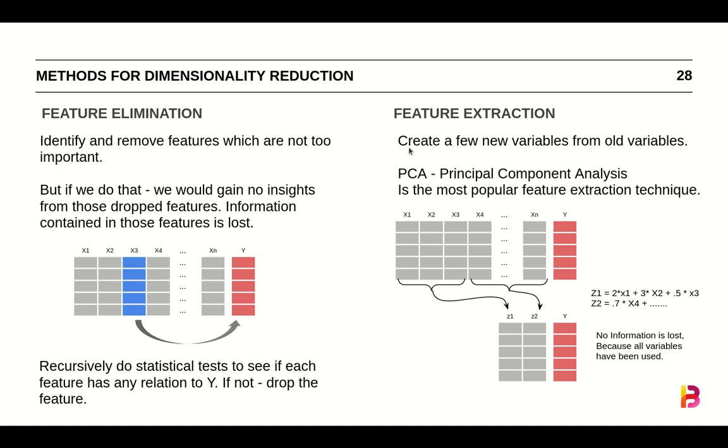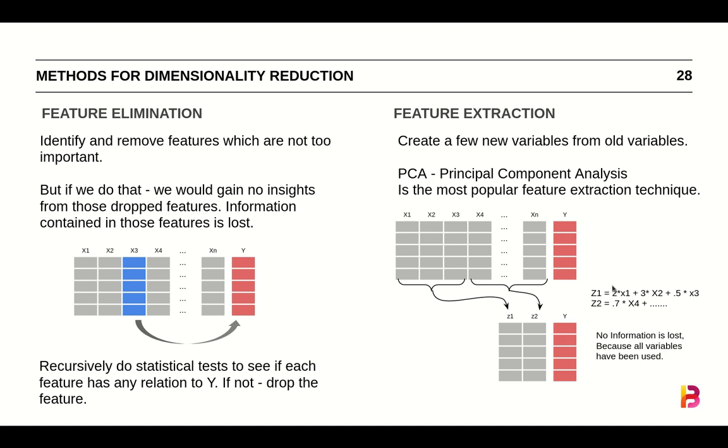That brings us to the next method of dimensionality reduction. Here, instead of eliminating features, we try to create new features. This is called feature extraction. One easy way to think about it is, imagine this as your data set. We define a new feature, let's call it Z1. I have defined Z1 to be some linear combination of the first three features. So let's say it's 2 times x1, 3 times x2, and half a time x3. That's how I've defined Z1.